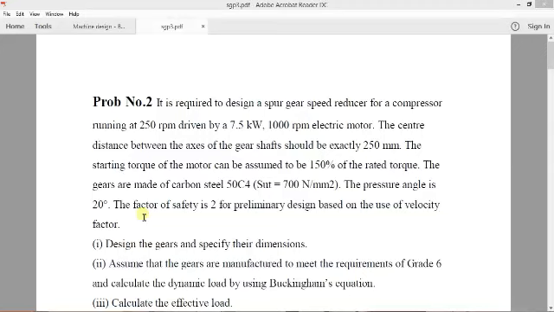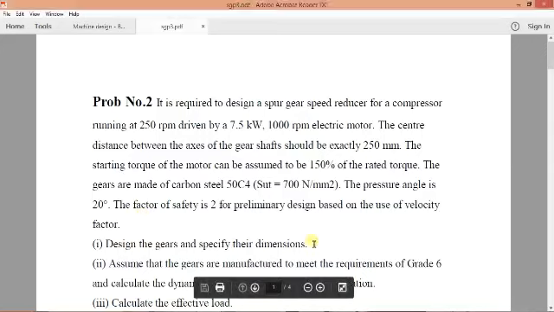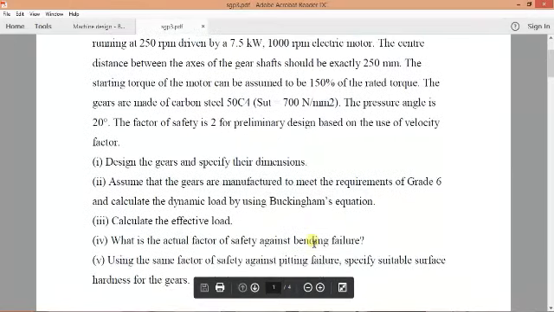As I explained in the formulas, there are two types of design: a preliminary design and a final stage design. In the preliminary design we take into account the velocity factor. Step by step we are going to see how the problem is solved, but first of all let us see what is asked here.